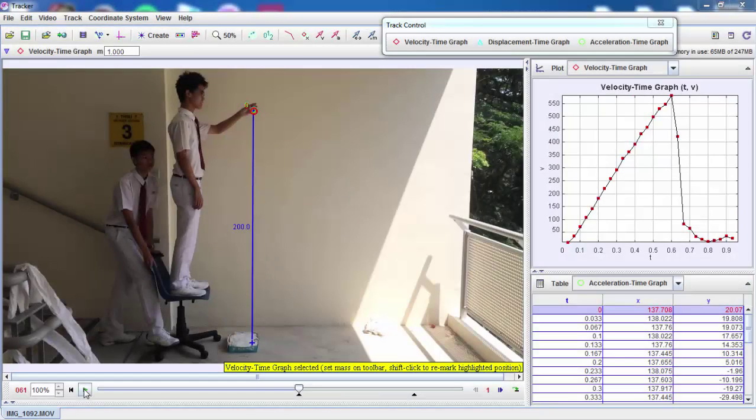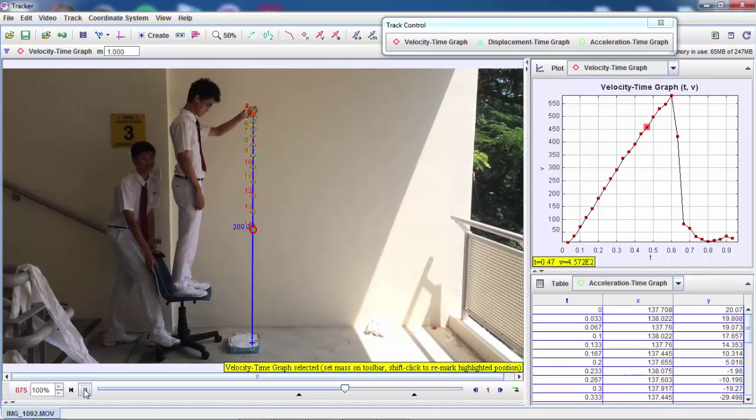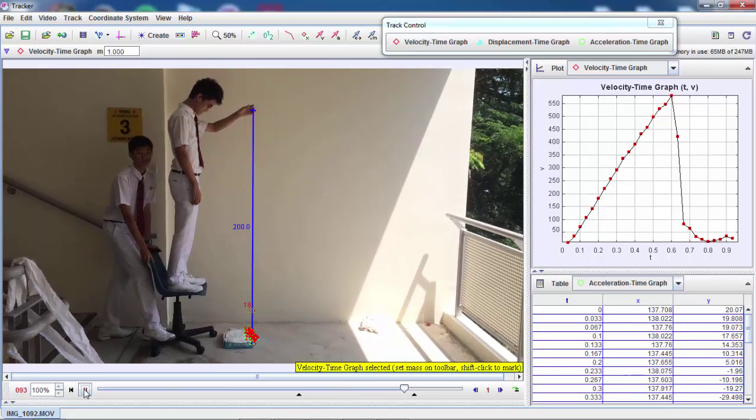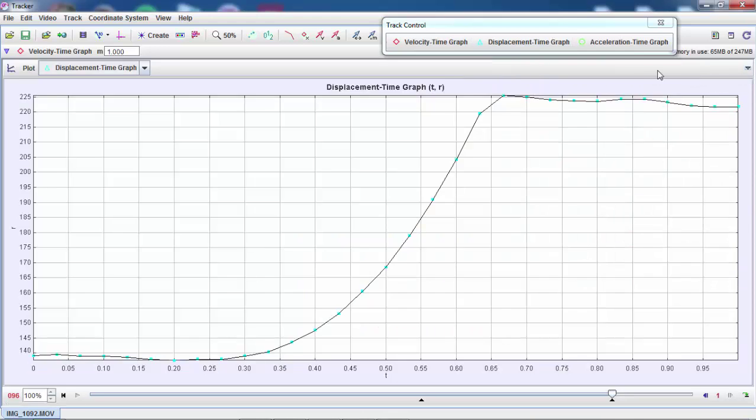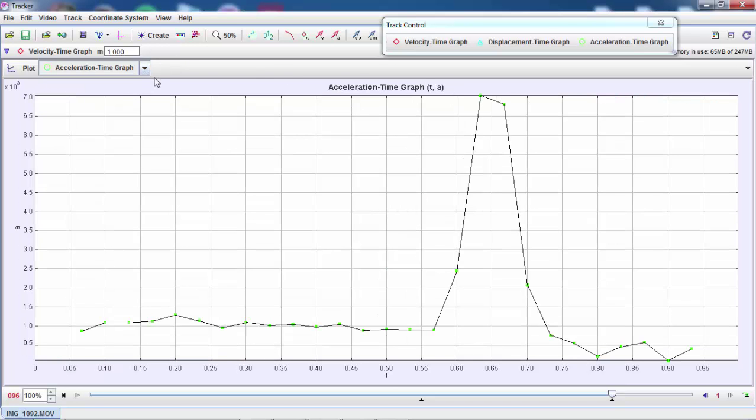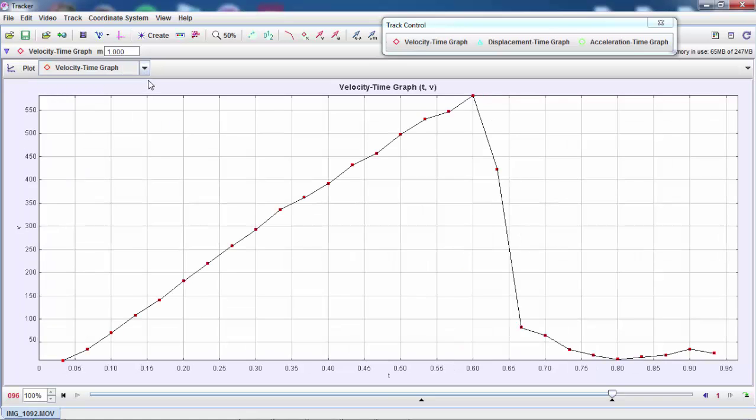We used the tracker software to create point masses to locate the egg, and thus using the different points to plot the velocity, displacement and acceleration time graphs of the falling egg. A calibration stick of 200 centimeters or 2 meters, between the egg and the landing pad was also used to represent the scale of the video.